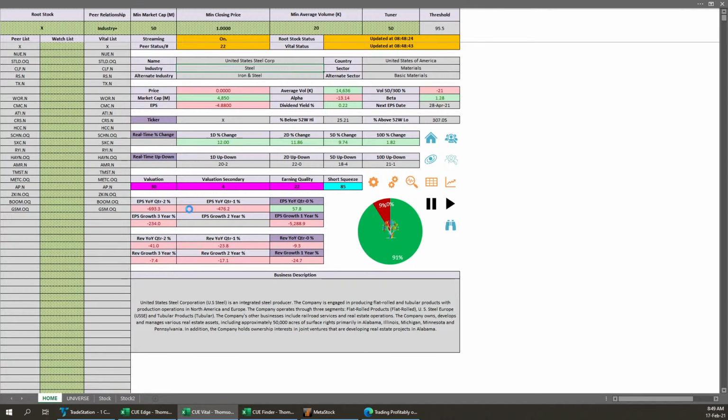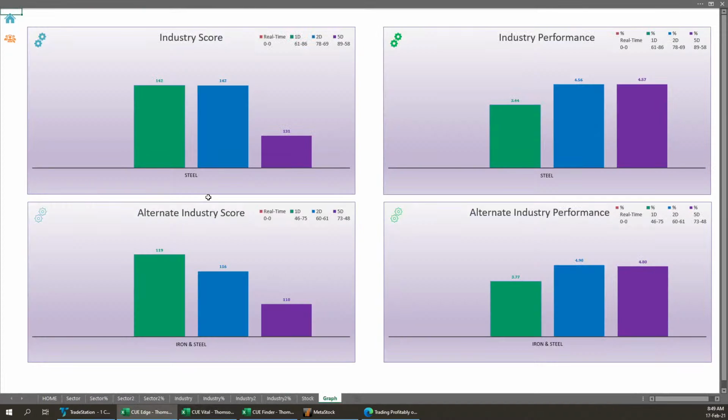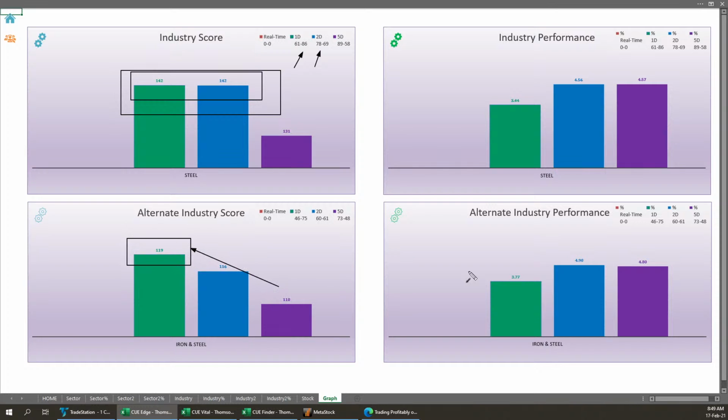We saw already materials was strong. If we see the steel industry, very strong over a 1 day period as well as over a 2 day period. 142 score, very high score. We have about 140 plus industries. The industry score is also high and it is improving. If we look at the percentage move of the industry over 1 day, 2 day, 5 day, that is also consistently going up.